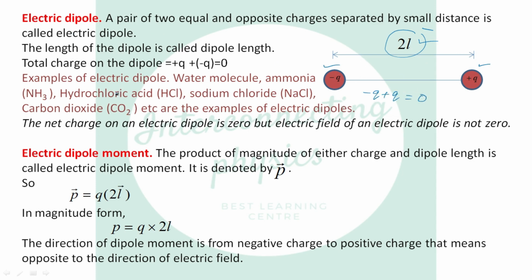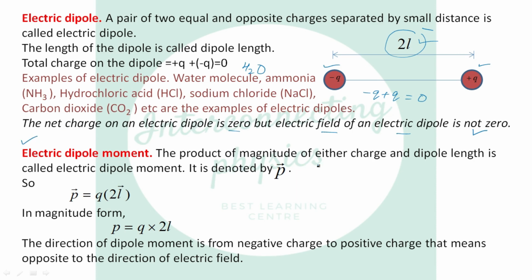Examples of electric dipoles are the water molecule like H2O, ammonia, hydrochloric acid, sodium chloride, and carbon dioxide. Now the net charge on the electric dipole is 0, but the electric field of an electric dipole is not 0. This is so important. The net charge on the electric dipole is 0, but the electric field of an electric dipole is not 0.